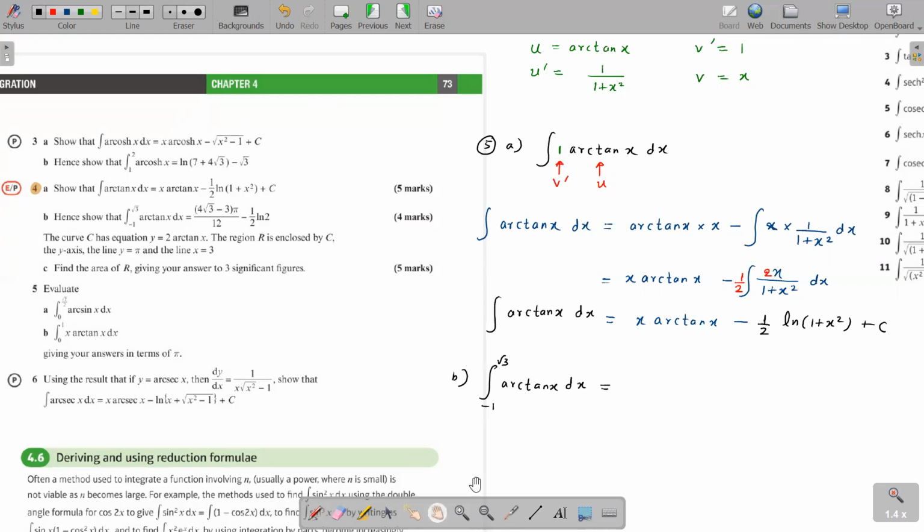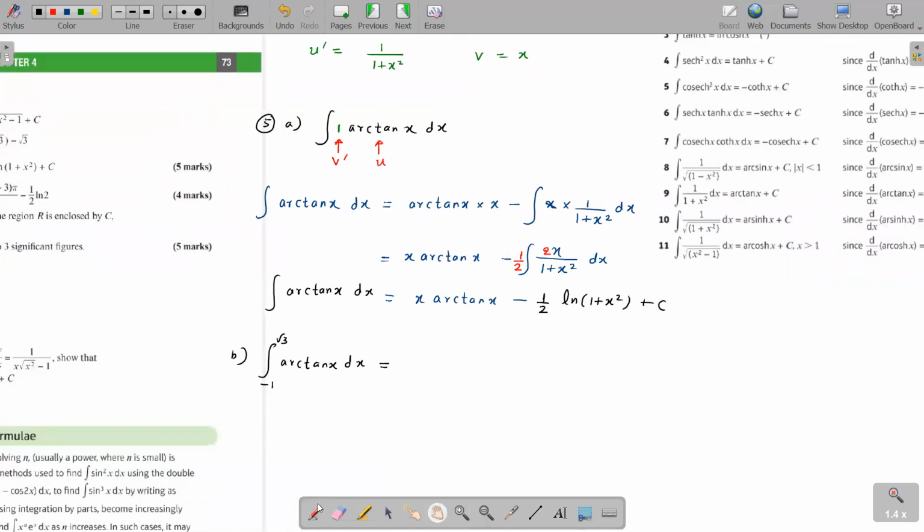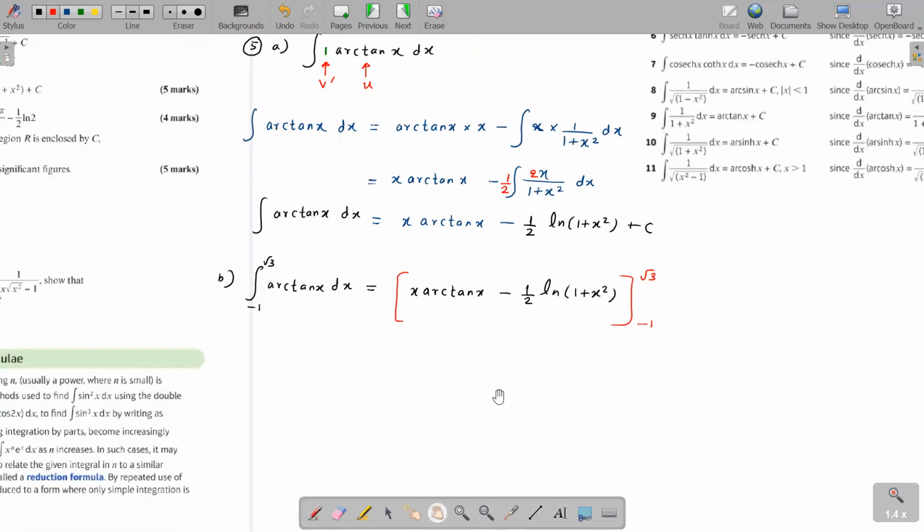So basically, we have the answer on the top. All I need to do is apply the limits to that guy. So x times arctan x minus half times ln 1 plus x square. The limits are from -1 to √3. So input the values here, we get √3 times arctan √3 minus half ln 1 plus √3 square. Shall I directly write it as 3? It's x square, so √3 square is 3. So this is the first limit.